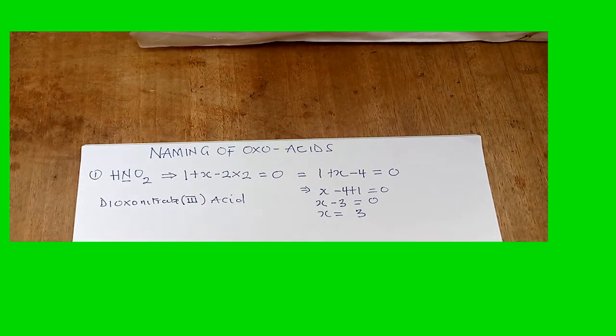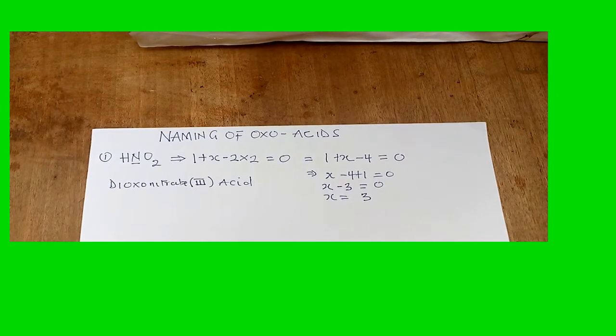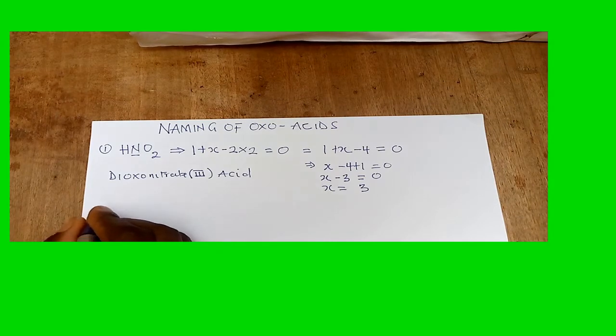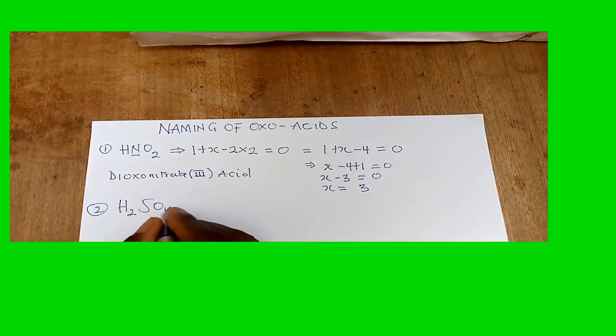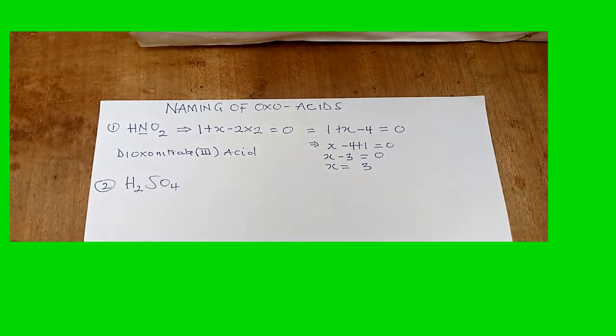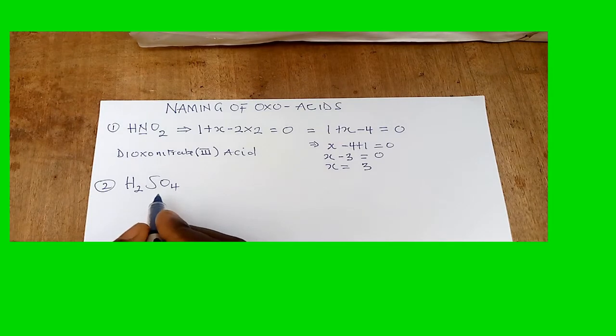So let's take the next example and see how we can also solve it. The second example is H2SO4. With this, we also use the same principle. Here we calculate the oxidation number of the central atom, which is the sulfur here.